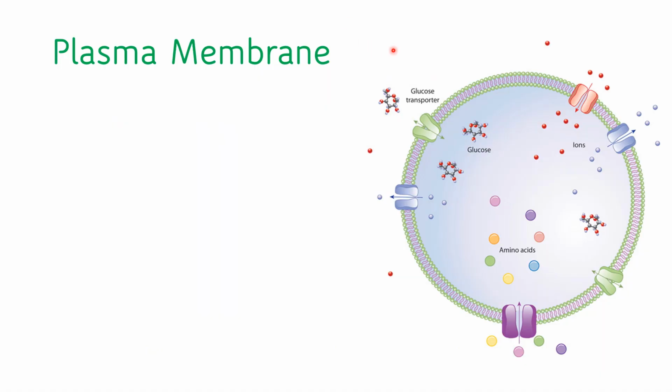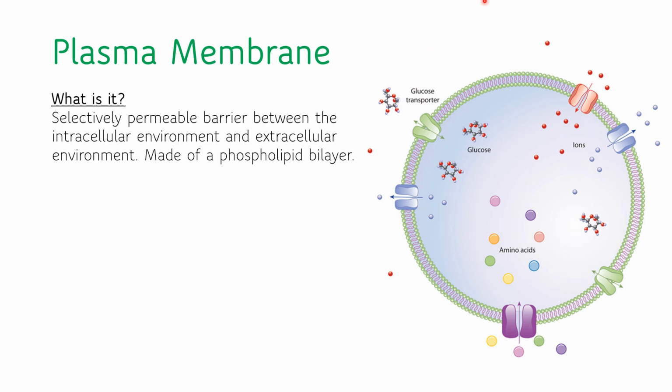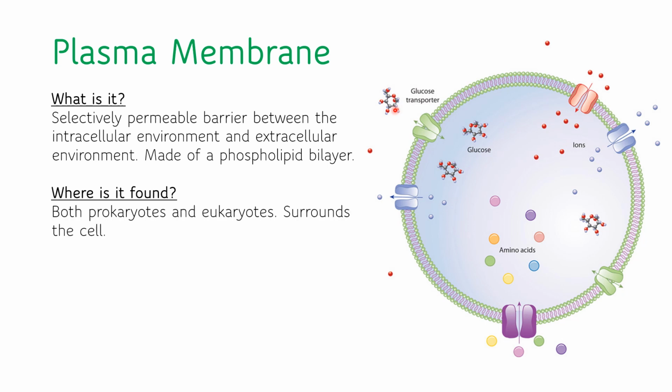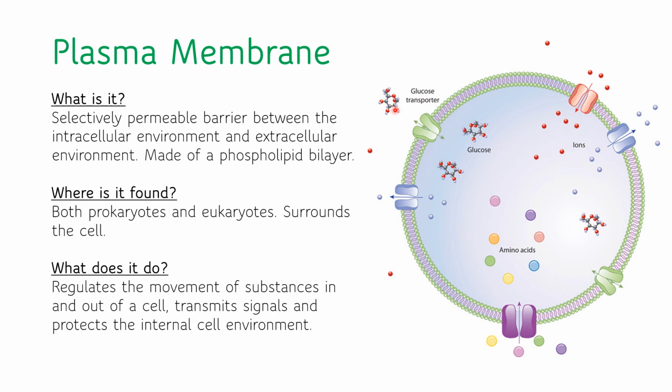So the first part of a cell that I want you to be aware of and know is the plasma membrane. It is a selectively permeable barrier between the intracellular environment, the inside of the cell, and the extracellular environment, the environment outside the cell, and is made up of a phospholipid bilayer. We will go into detail about the plasma membrane later on. It is found in both prokaryotes and eukaryotes and surrounds the whole cell. It helps regulate the movement of substances in and out of the cells, transmits signals, and protects the internal cell environment.